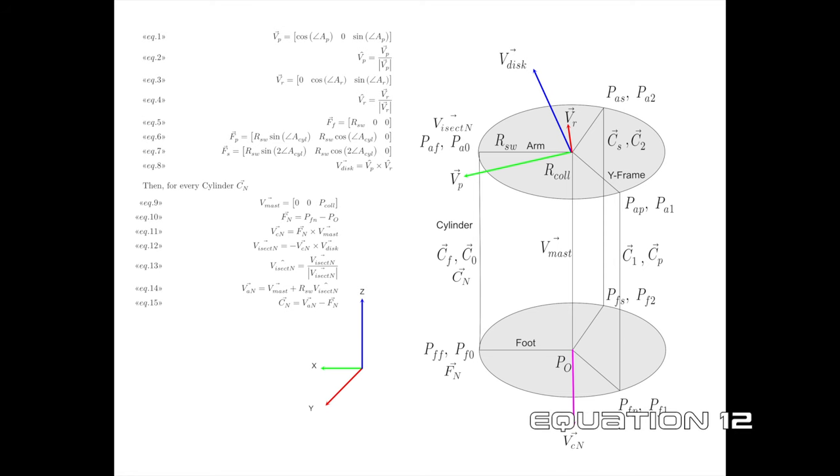The cross product of V disc and VCN is the intersection of the rotor disc and the cylinder plane, which is our answer. Normalized, V intersect is multiplied by our sub SW and added to V mast, yielding the arm vector V sub N. The cylinder vector C sub N is then V sub N minus F sub N. And finally, the length of the cylinder vector is checked to make sure it fits within the limits.